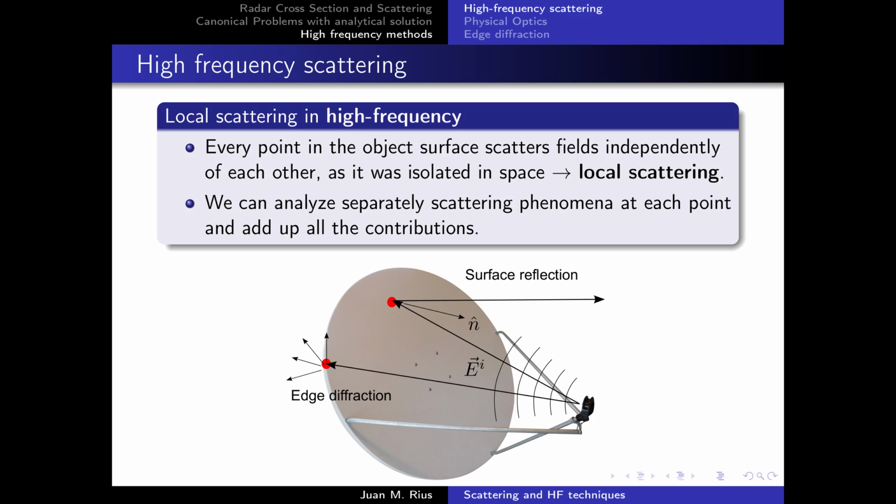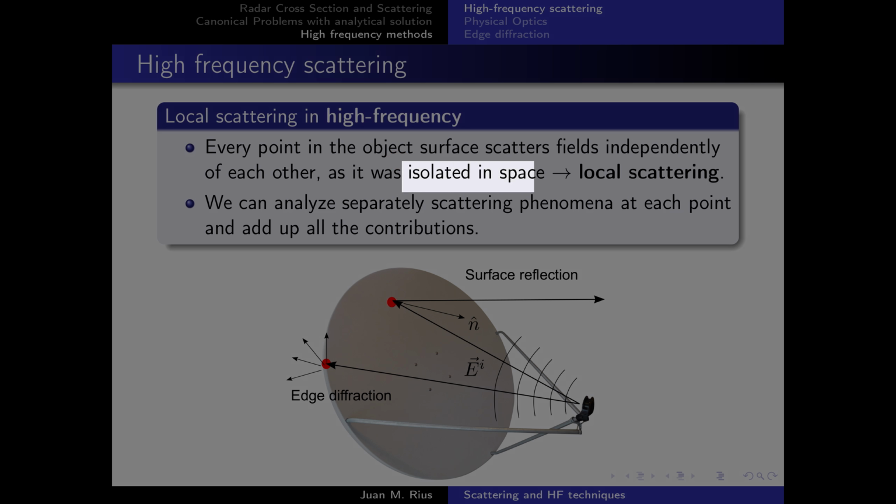As shown in the picture, the high-frequency methods are widely used to analyze reflector antennas. The main approximation, the main assumption in high-frequency methods is the assumption of local scattering. That is, every point in the object surface scatters field independently of each other, as if it was isolated in space.